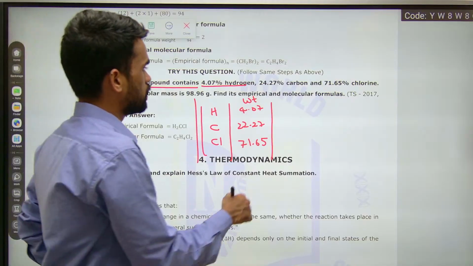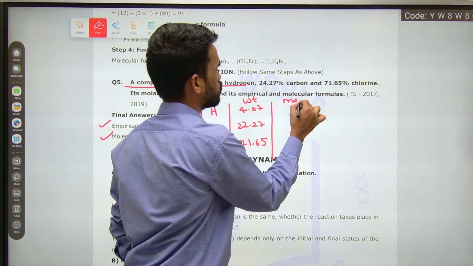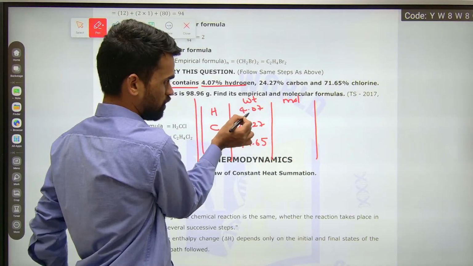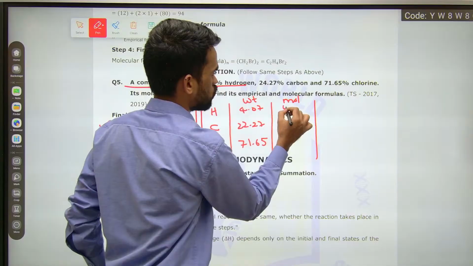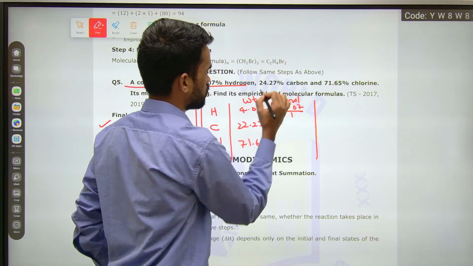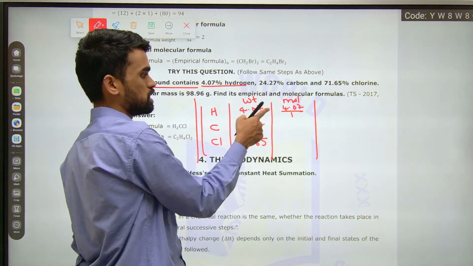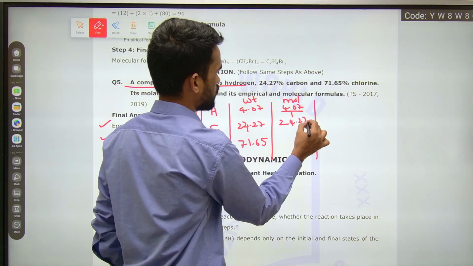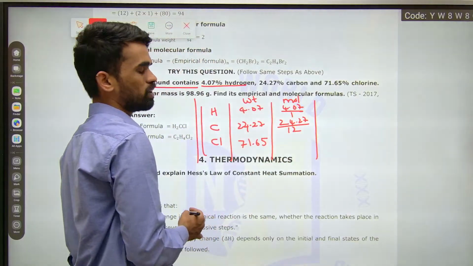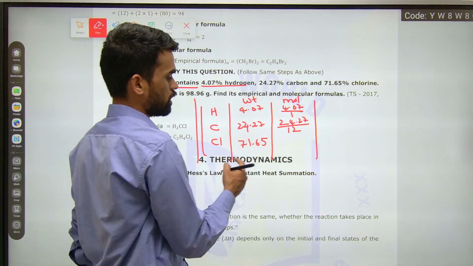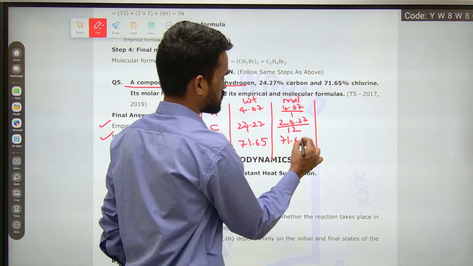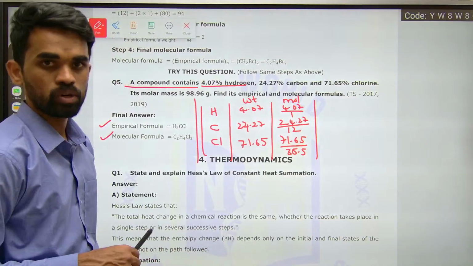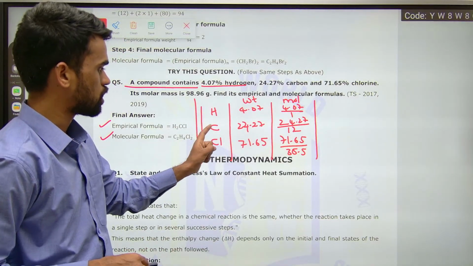Now how many moles do I want to get for each of the species? What you need to do is divide the given weight by its atomic weight. So 4.07 by 1, because the atomic weight of hydrogen is 1, and for carbon 24.27 by 12, because 12 is the atomic weight of carbon. And for chlorine, 71.65 by 35.5, which is the atomic weight of chlorine. Like this, hydrogen, carbon and chlorine are written.